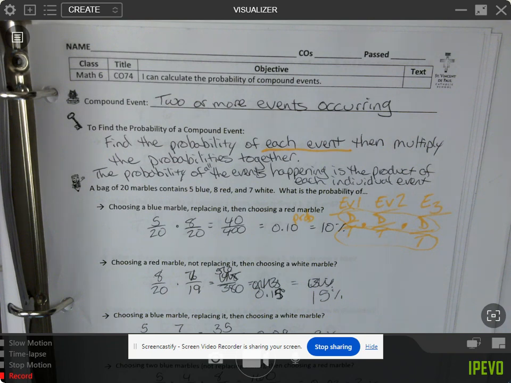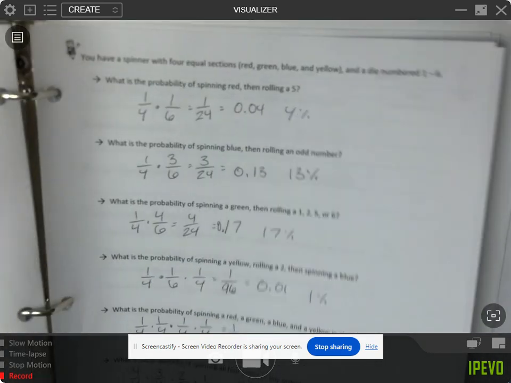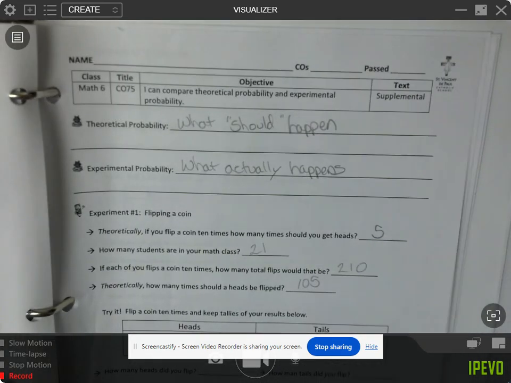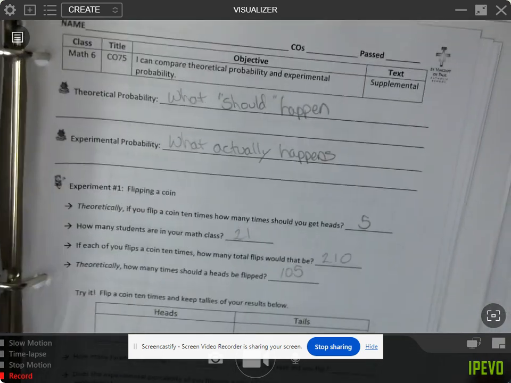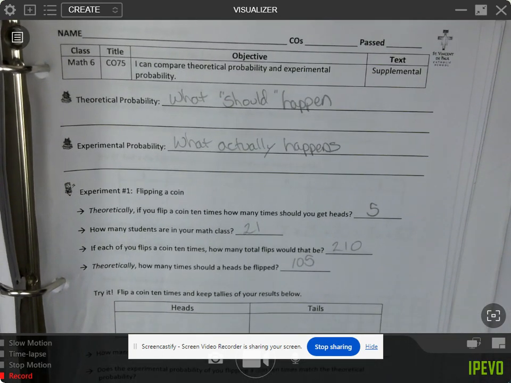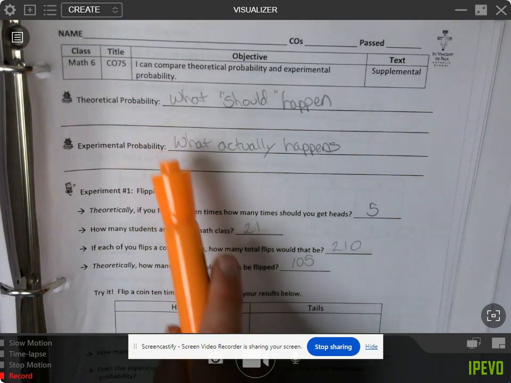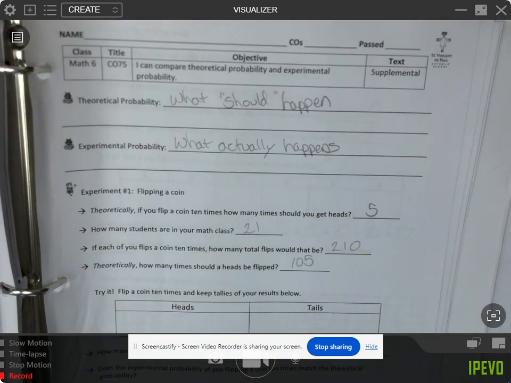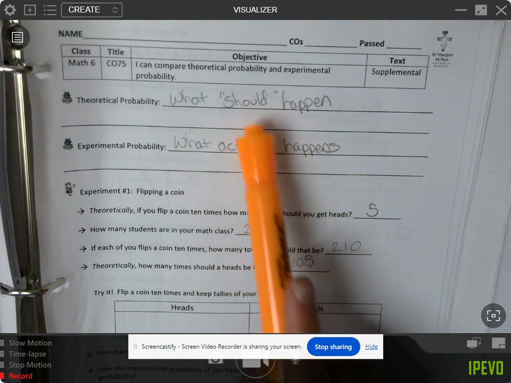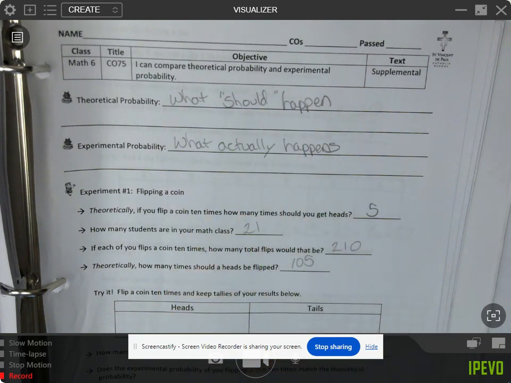Any questions on CO74? We've got one more, CO75. This is our theoretical probability and experimental probability. You will want to write those definitions out. Theoretical probability is what should happen. Yes, Connor.